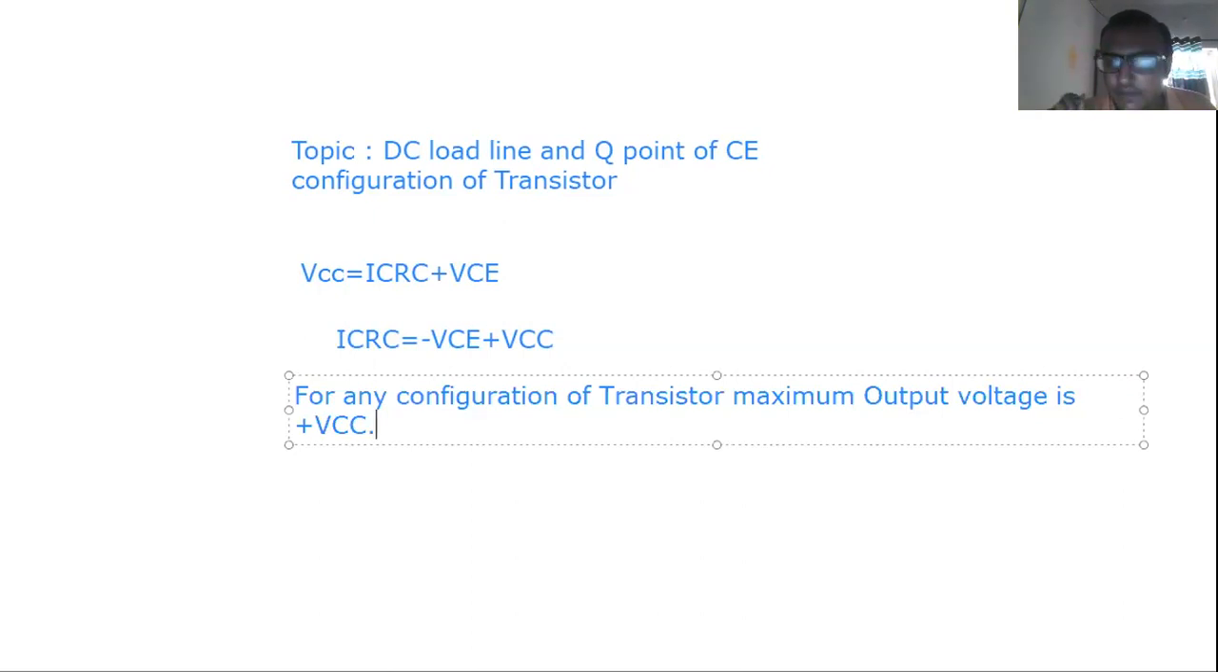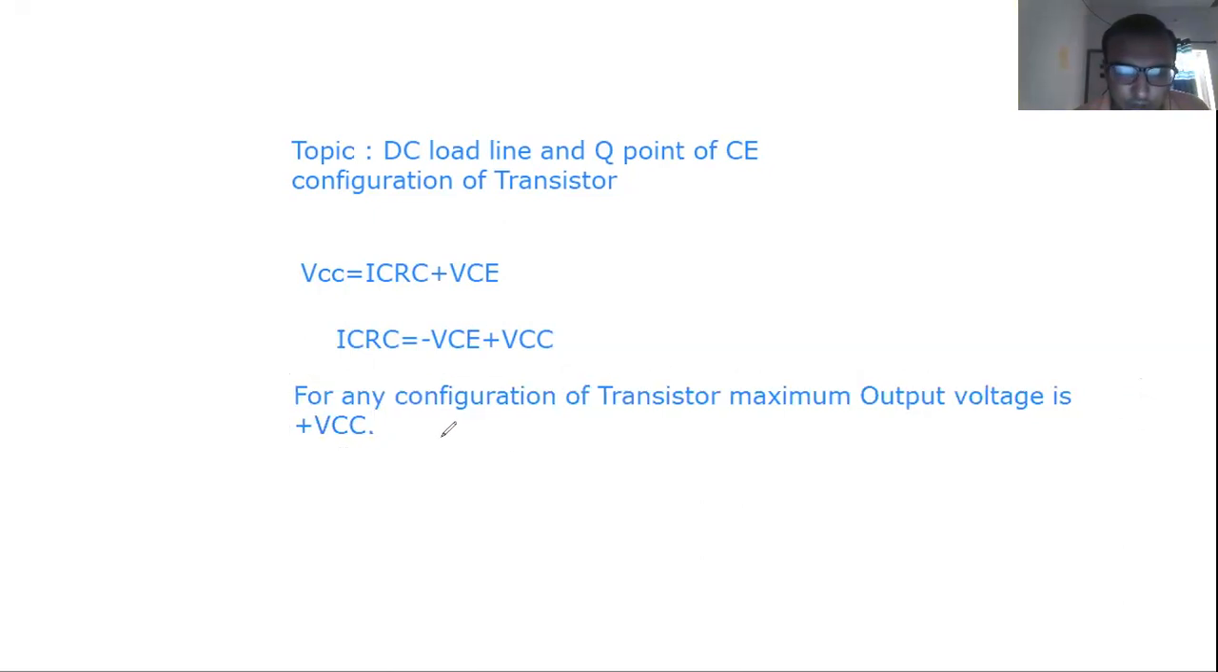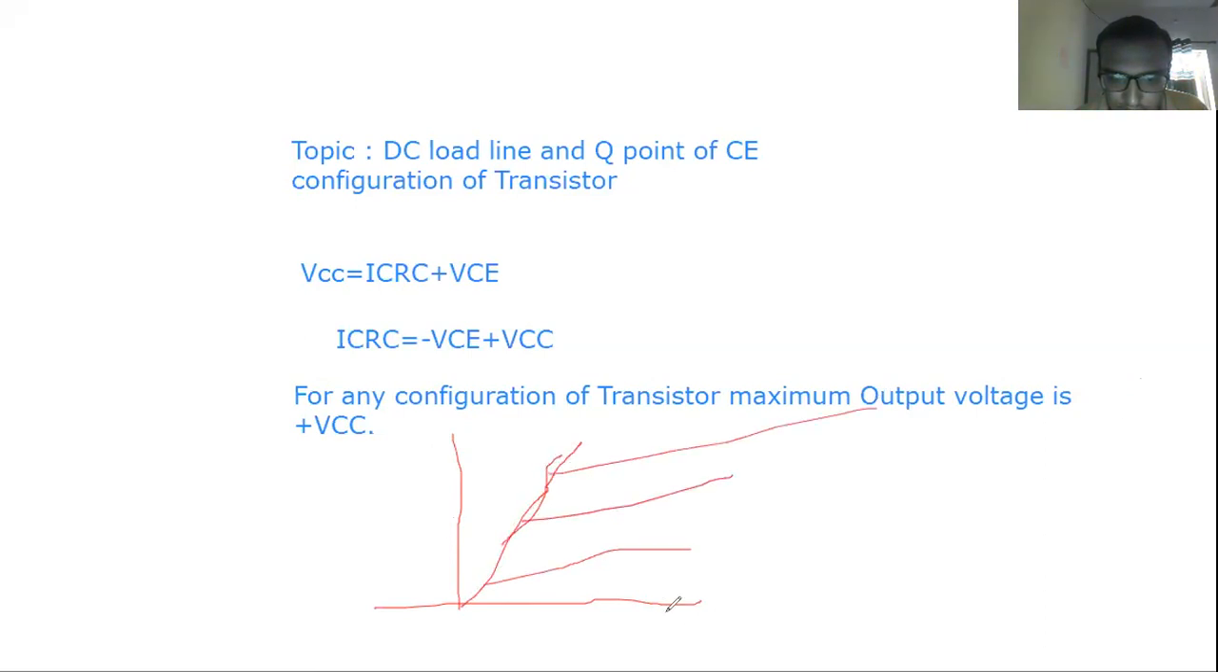Now, what is the meaning of DC load line? Maximum value of current and voltage that can be obtained. Now see, if I sketch the output characteristics of common emitter configuration, this is the output characteristics. Here voltage is VCE and here current is IC.